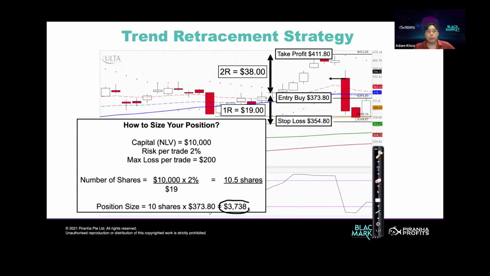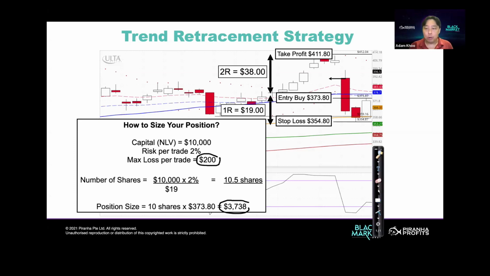Now, let me ask you a question. Is this your risk? Is 3,700 your risk? No. What's your risk? Your risk is $200. So your position is not your risk. Remember that your position size is not your risk. Your risk depends on where you put the stop loss. Got it? Okay.